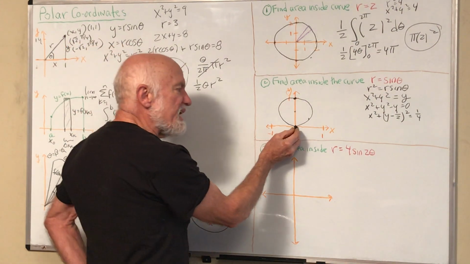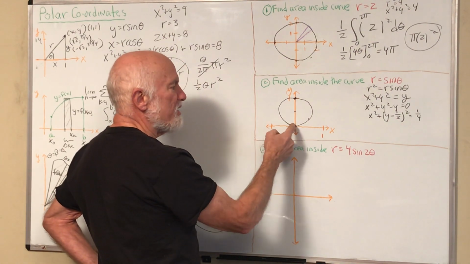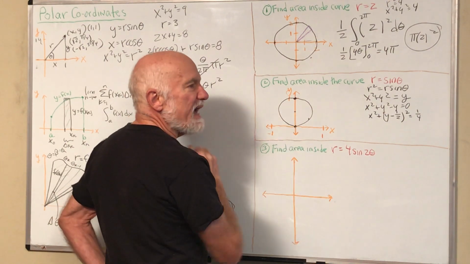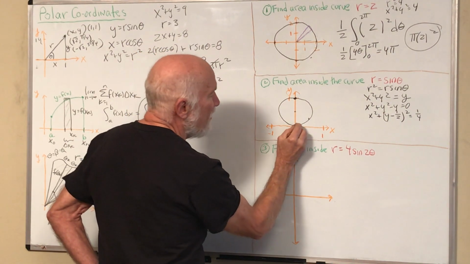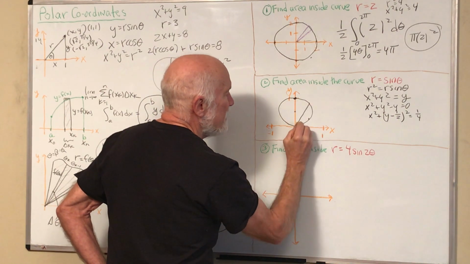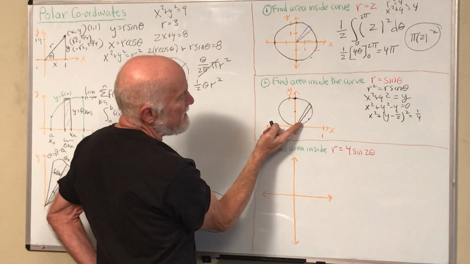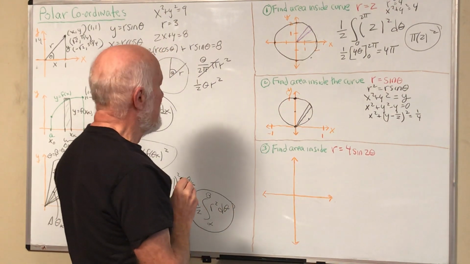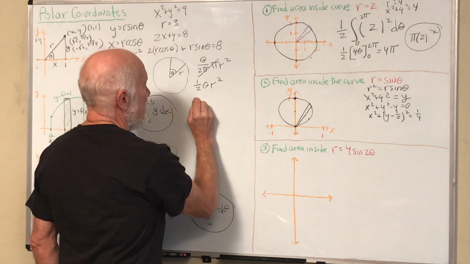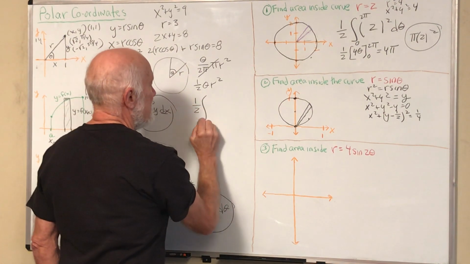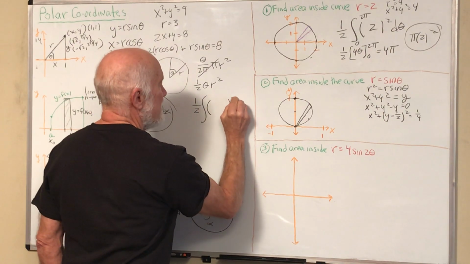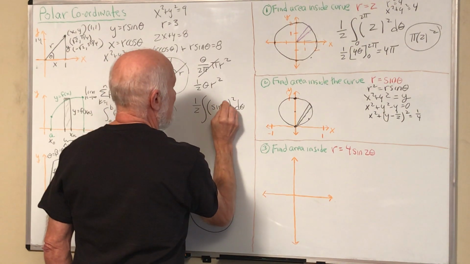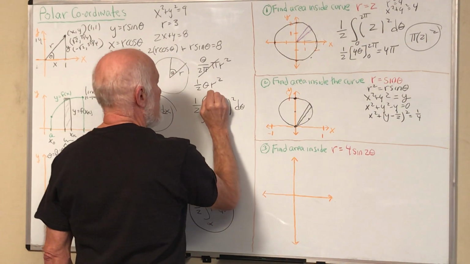Well, you have to be careful. You don't want to go 0 to 360. We made this whole thing by going from 0 to pi. All the slices of pie we made were made by going just the angles 0 through pi. So I'm going to use this space over here. It's 1/2 r squared d theta. And what's r? R is the sine of theta, and we're going from 0 to pi.